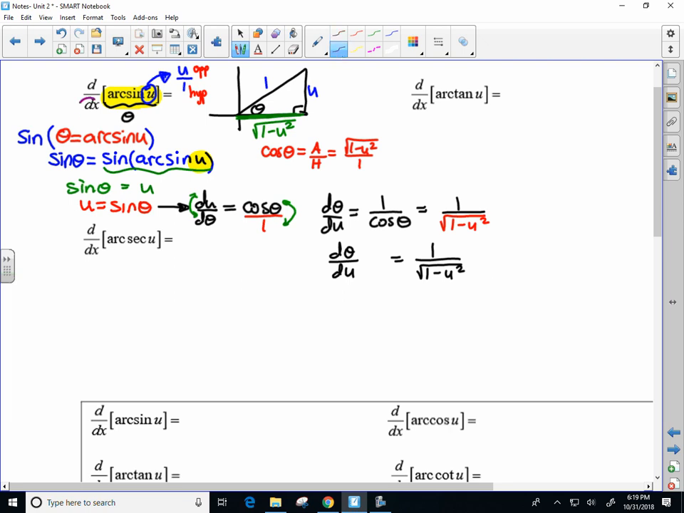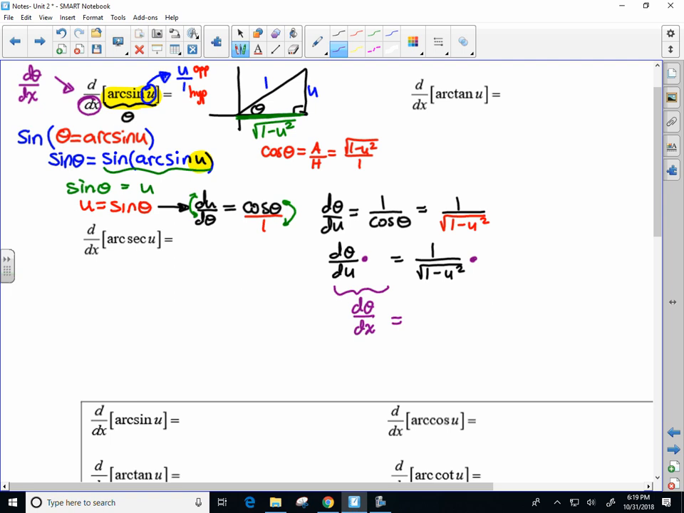But I need my derivative to be in terms of x. All right? So I need, again, this is the same as saying d theta dx. I have a d theta du. I need that to become a d theta dx. So I have to multiply it by something in order to make that happen. And if I multiply it by something on one side, I have to multiply it by the same something on the other side. All right?